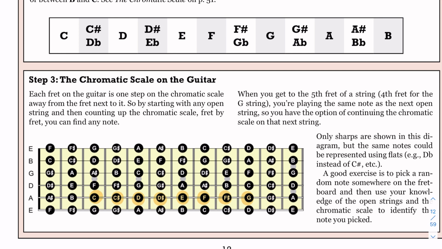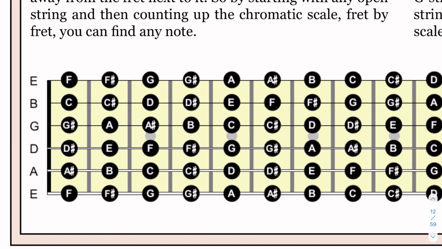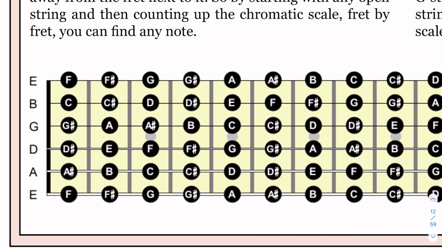So that's kind of like the key to understanding how to find any note on the guitar. Because what you can do is you basically start with your open strings that you know. If you want to find out what's the note on the 4th fret of the 4th string, well, you know the 4th string is a D. Let me point through this, and then you just count up from there along the chromatic scale. So you go D sharp, E, F, F sharp. So F sharp is the answer in that case.